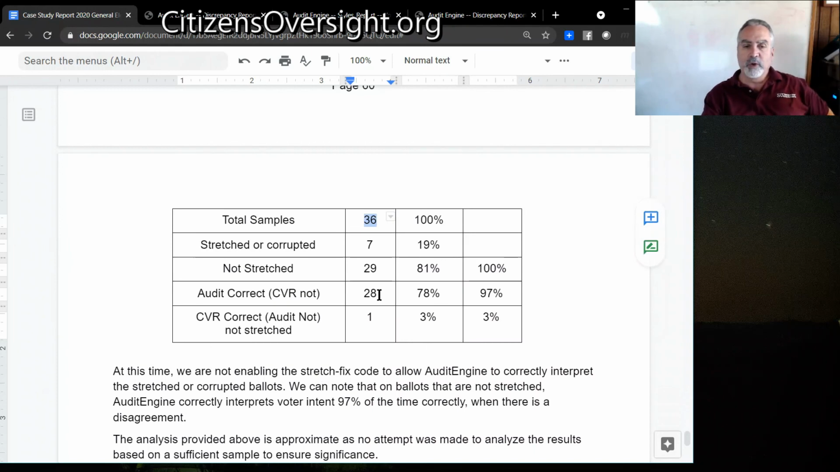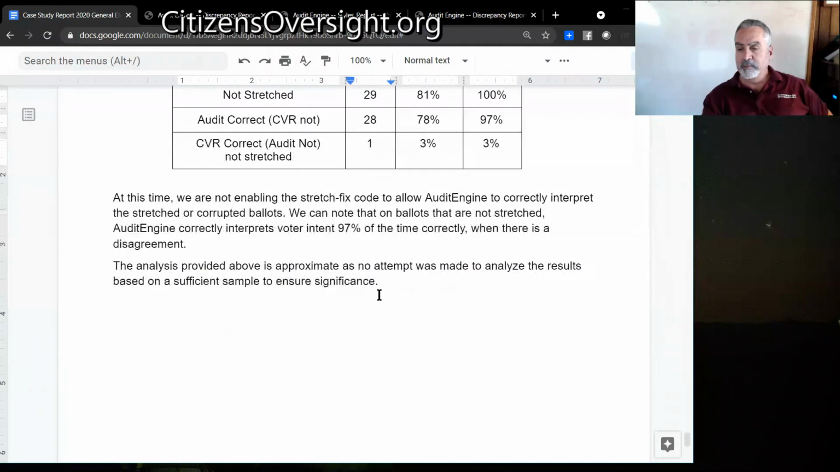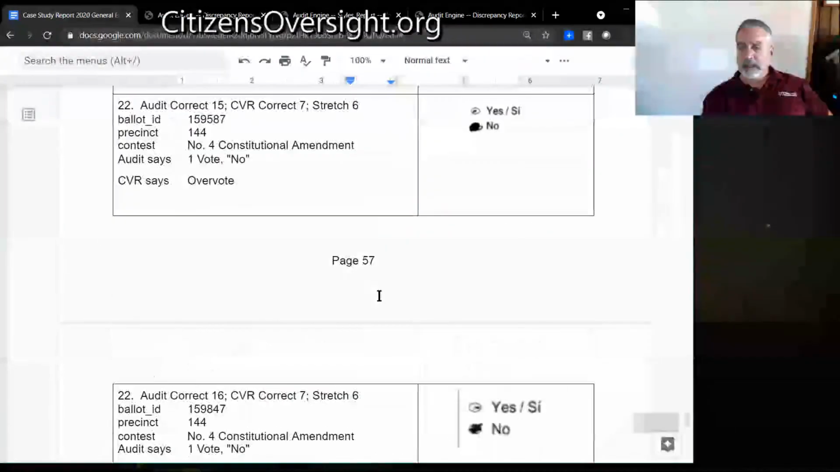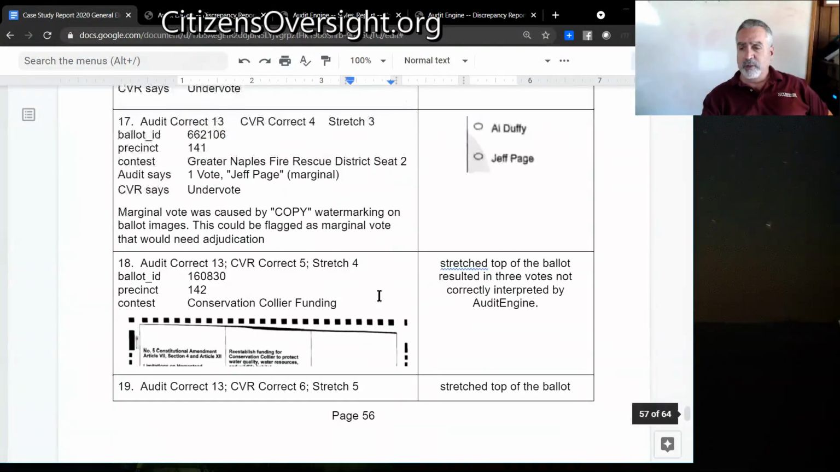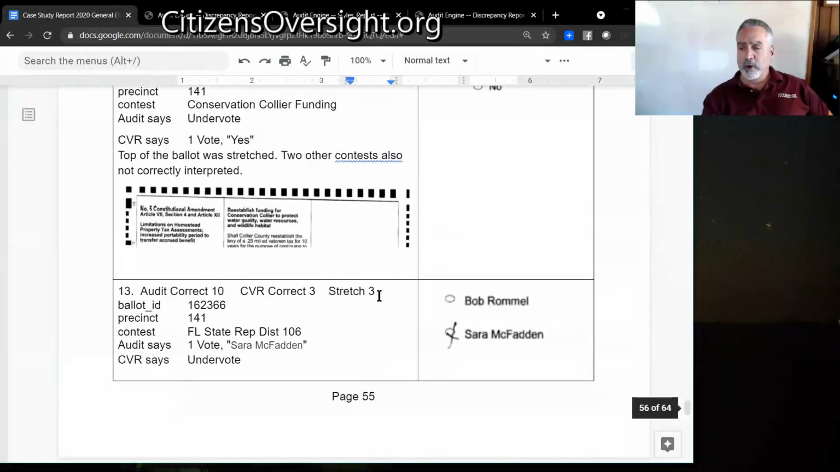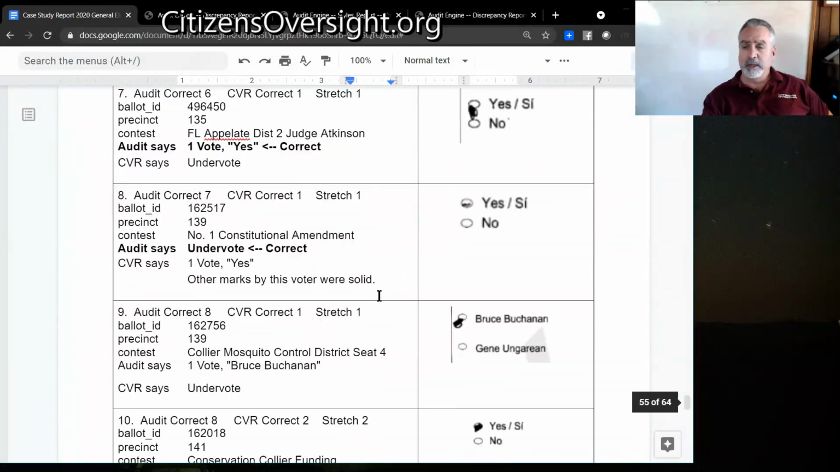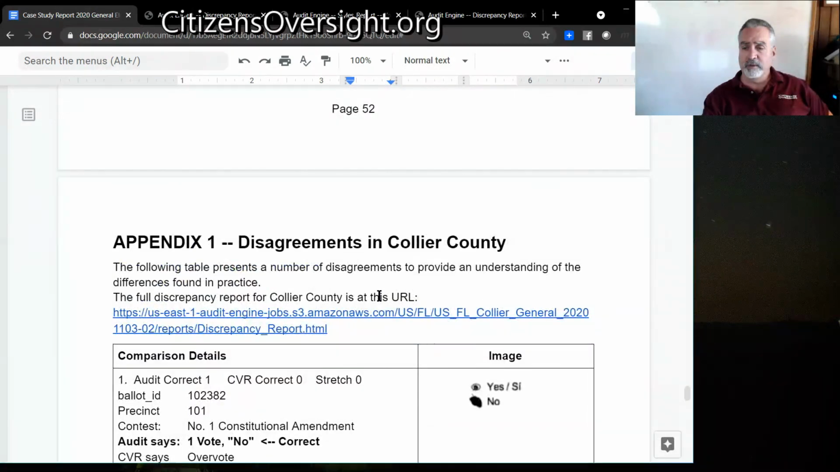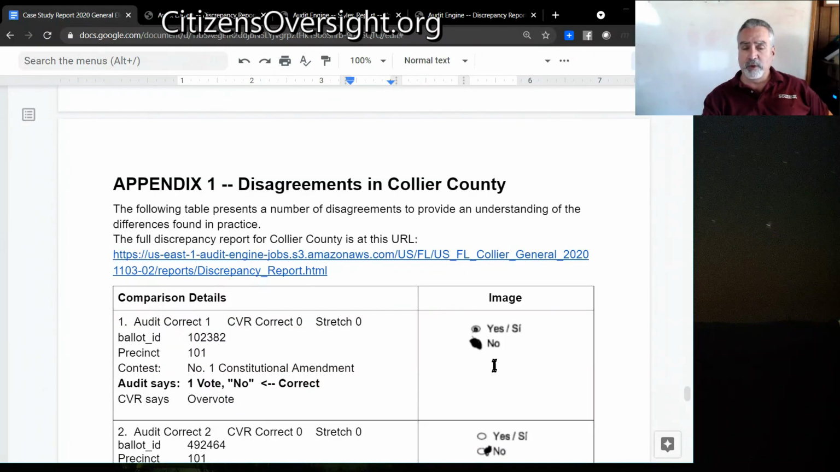So that gives you a good idea of one county that did very well with its files. We didn't find any big issue, but we still found a lot of small issues that, if it was a close contest, we would want to investigate all these. And we could do that. We do a better job of interpreting voter intent than the voting system.